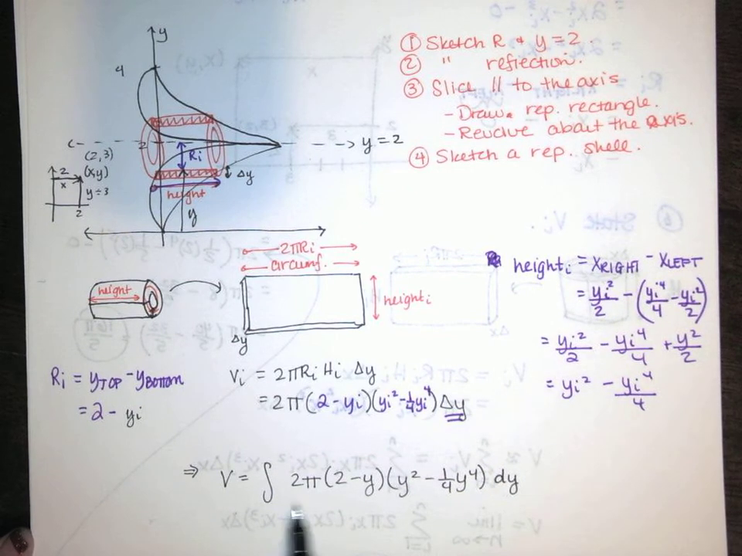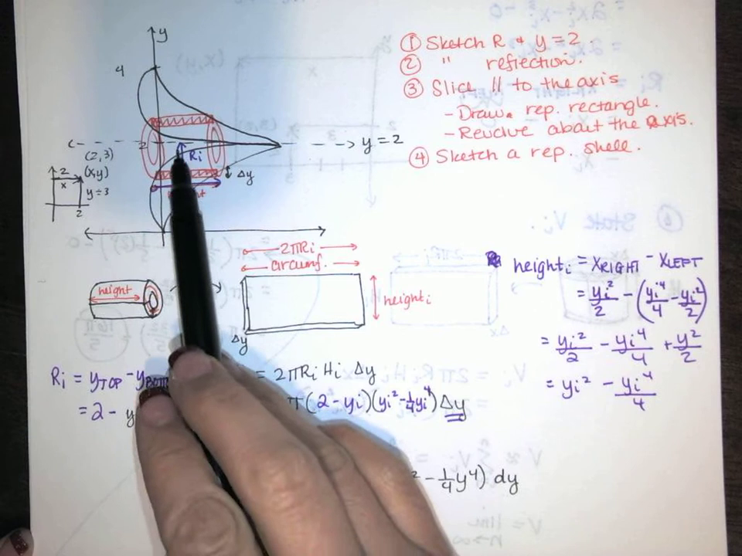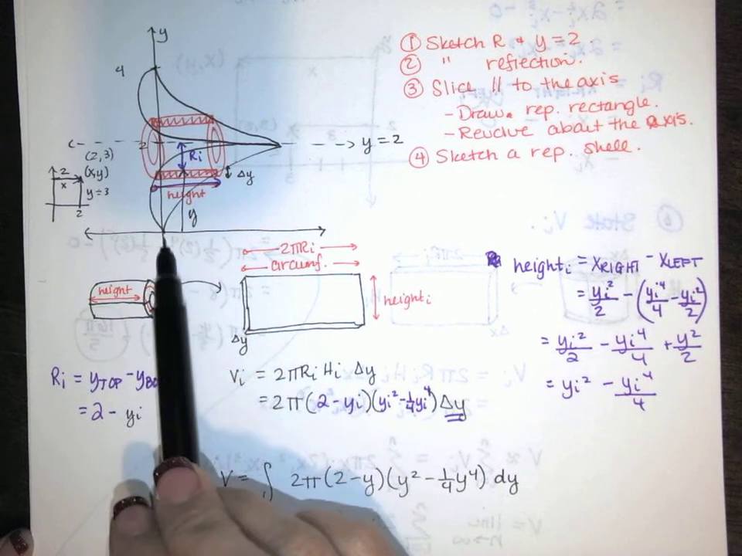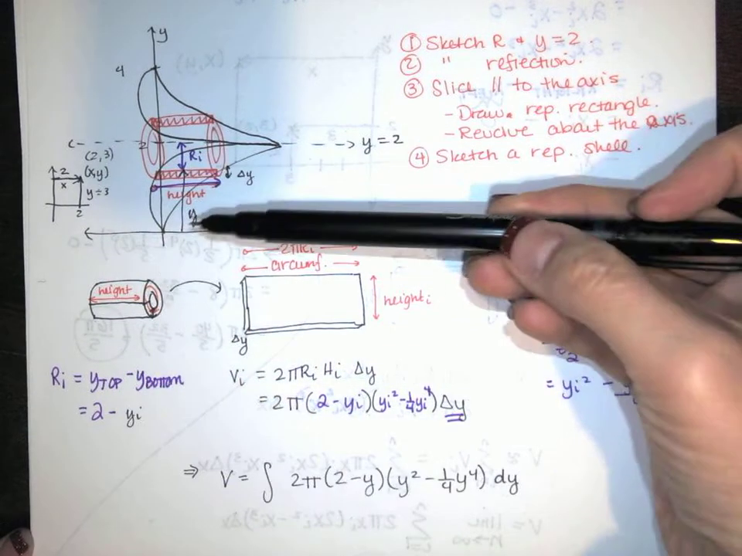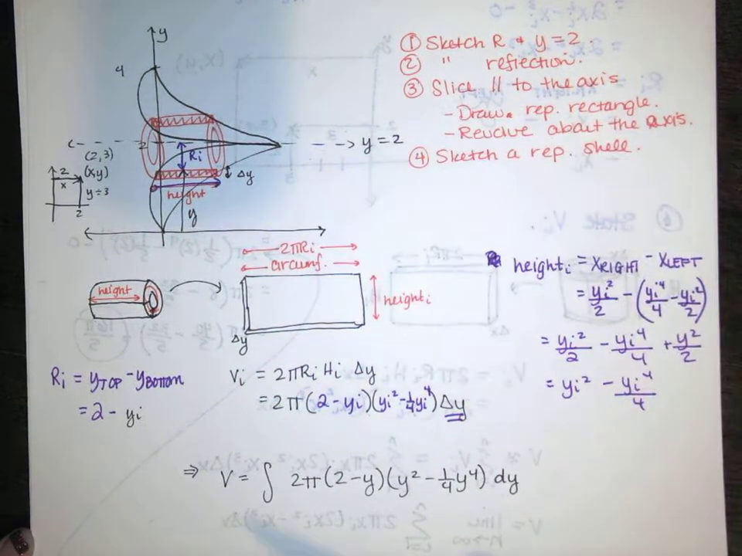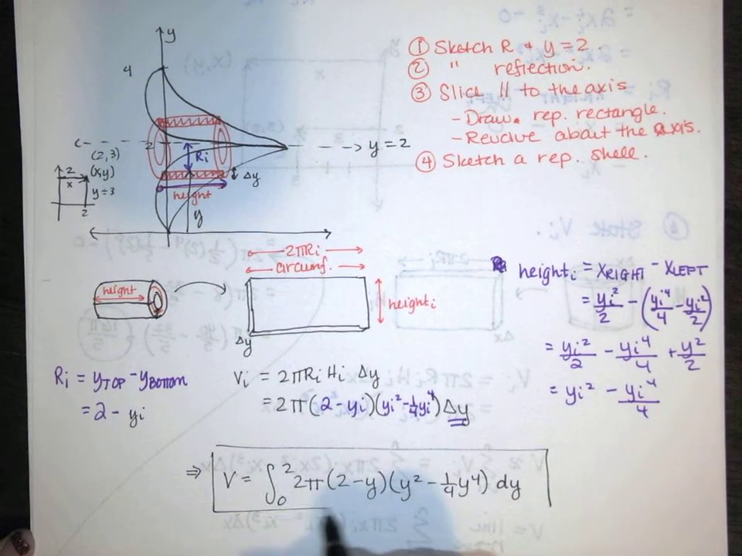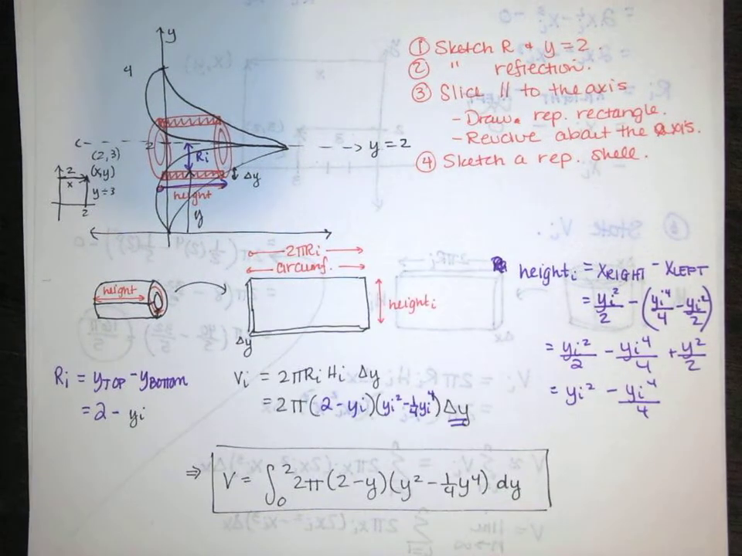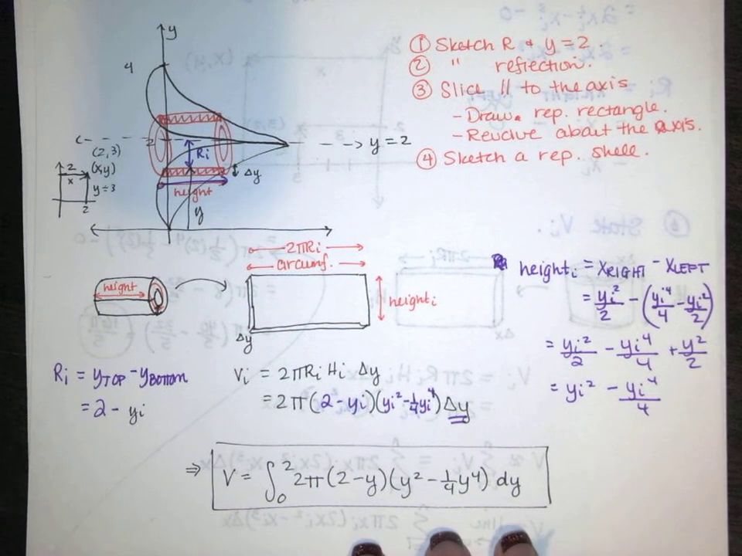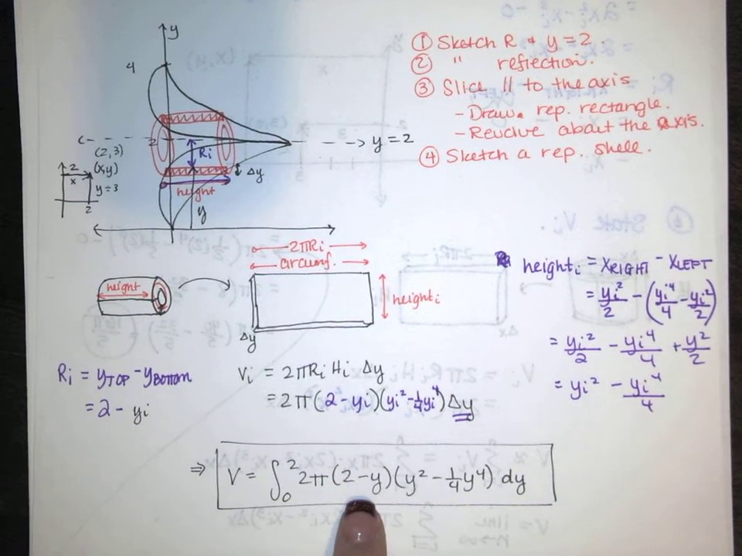And we are integrating with respect to y. So y has to start here and stop here in our original region, not the reflected region, but the original region. So we start at y equals 0 and we go to y equals 2. And this represents the volume of that solid of revolution.